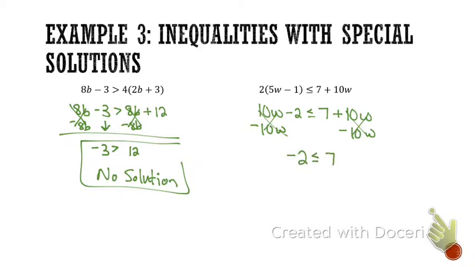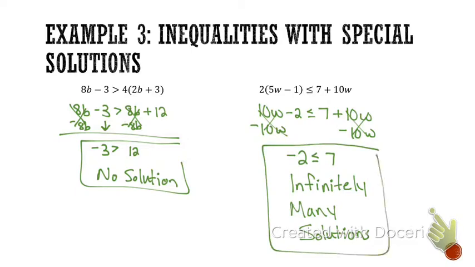Is that true? Is -2 less than or equal to 7? Yes, -2 is definitely less than 7. So because that's true, you're going to have infinitely many solutions. Any value you plug in for w will make this inequality true. You have infinitely many solutions. Okay, and yeah, that's what I thought.